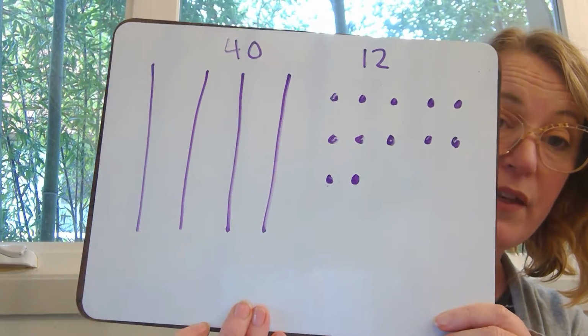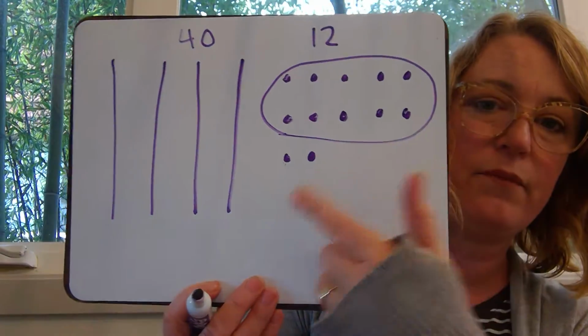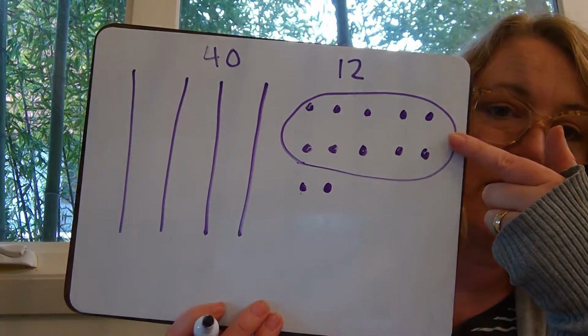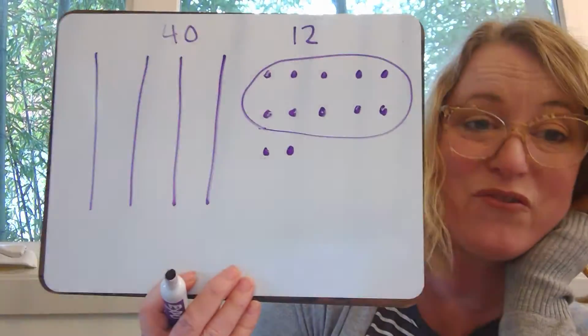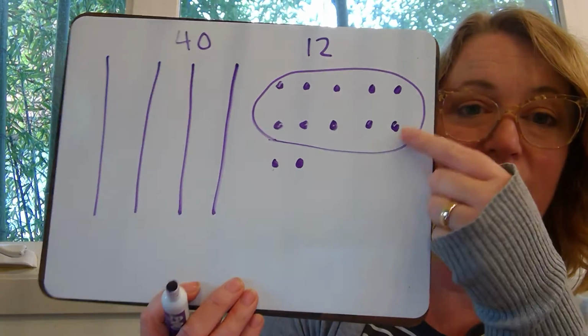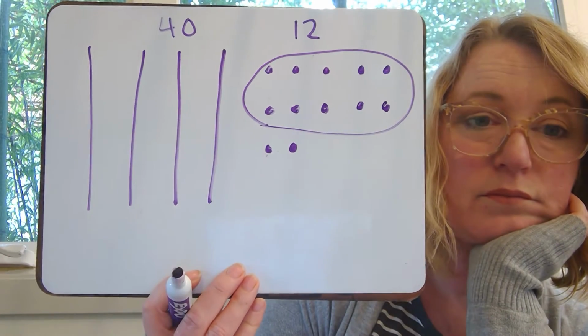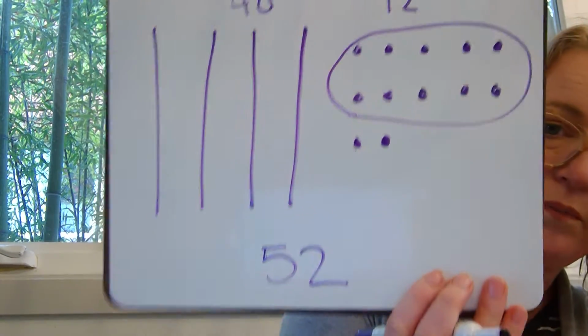Well, some of you might be thinking to yourself, Miss Dietz, what we need to do is take these 10 ones and trade them for a 10. We have 1, 2, 3, 4, but here's another 10. So we actually have 5 tens. 5 tens plus 2 ones is what? That's right. 5 tens plus 2 ones is 52.